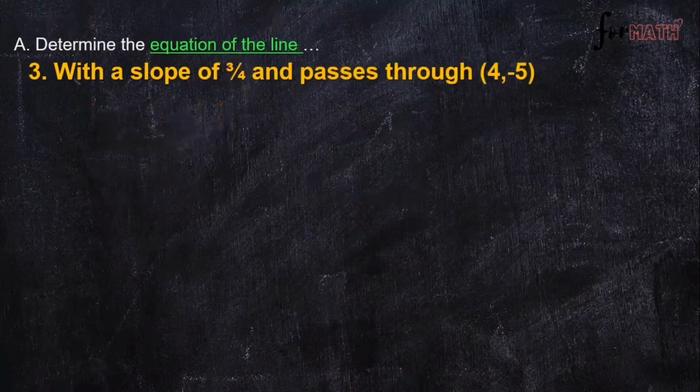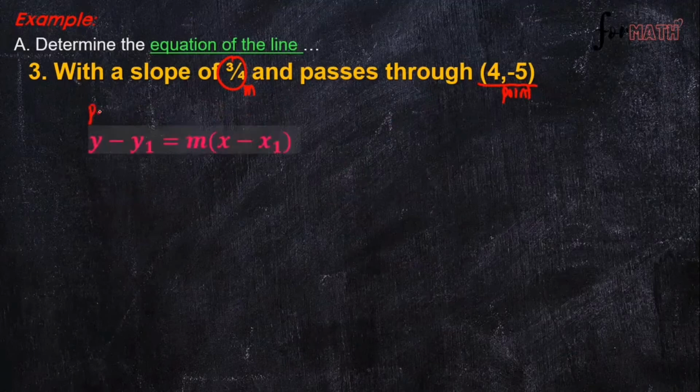Okay, another example. Okay, so determine the equation of the line if the slope is 3 over 4 and passes through the point (4, negative 5). So, in this case, meron tayong given na slope at point. Okay, so meron kang slope and point. So, slope and point. Therefore, ang gagamitin natin dito ay yung point-slope form.